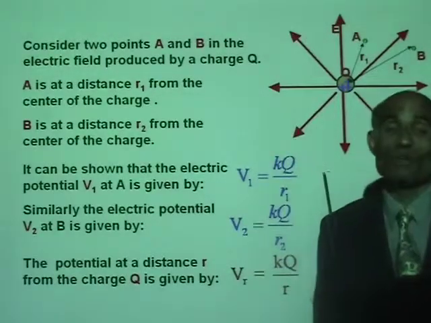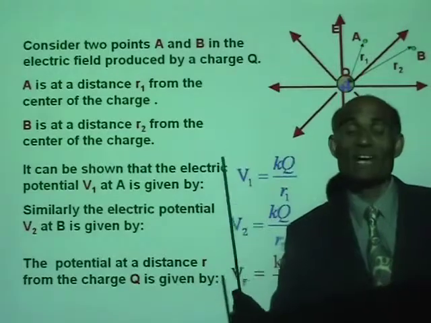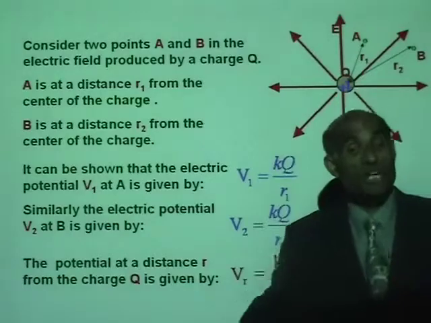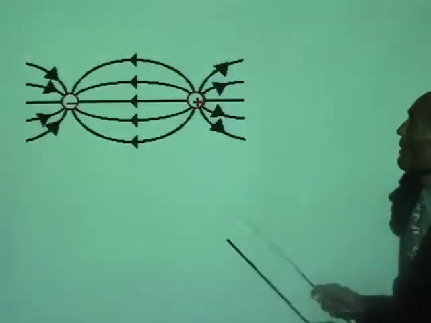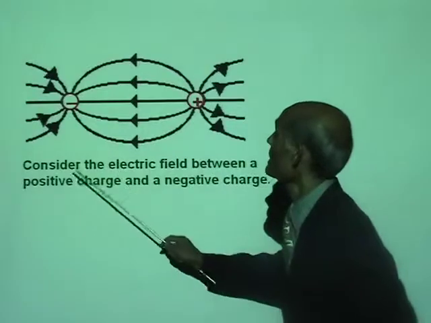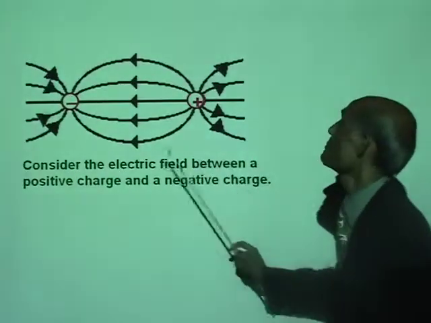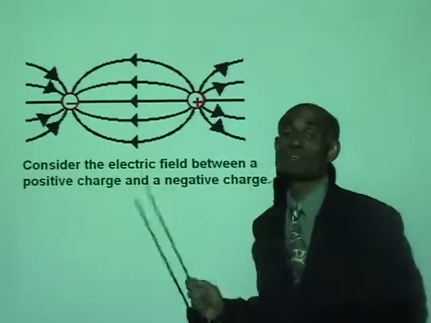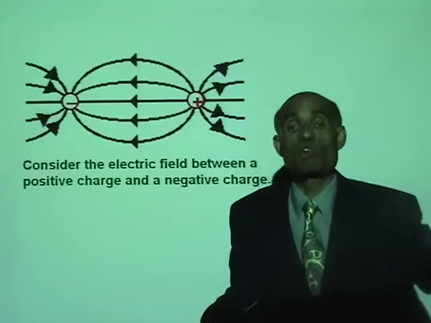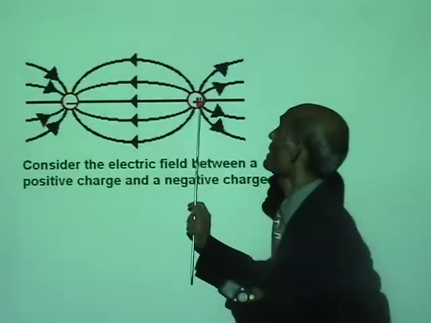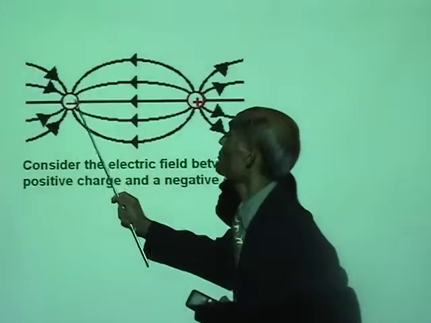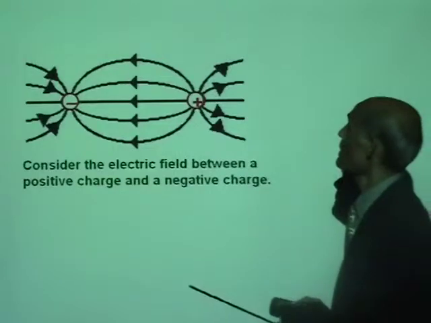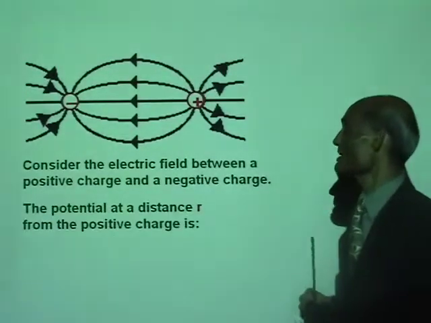Now, once again, I'm going to warn you, do not confuse electric field at a point due to a charge and electric potential at the same point. Alright, now consider the electric field between a positive charge and a negative charge. You are familiar with this. We have talked about this. We have drawn and constructed this electric field. Field lines start from a positive and end in the negative. So we have the electric field between a positive charge and a negative charge.